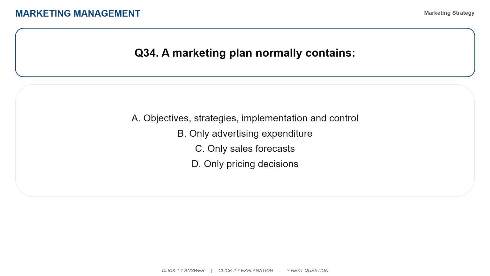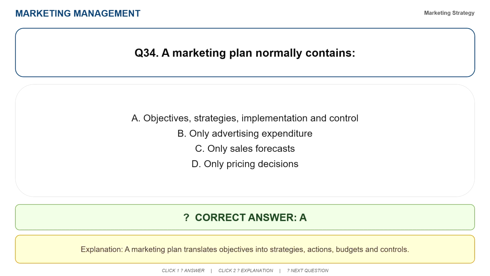Question 34. A marketing plan normally contains: Option A, objectives, strategies, implementation, and control. Option B, only advertising expenditure. Option C, only sales forecasts. Option D, only pricing decisions. The correct answer is A. Explanation. A marketing plan translates objectives into strategies, actions, budgets, and controls.